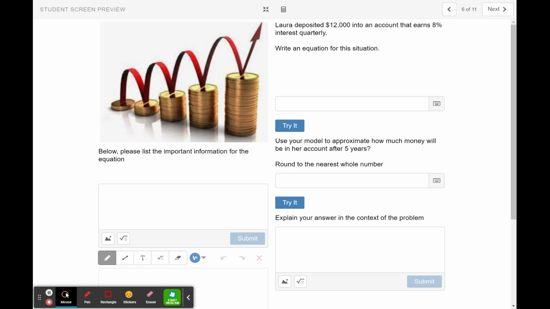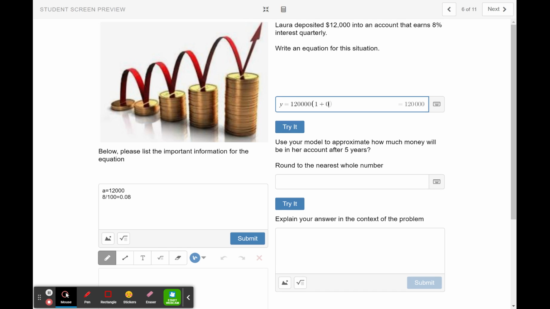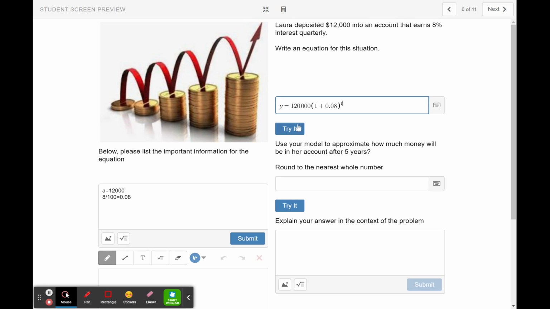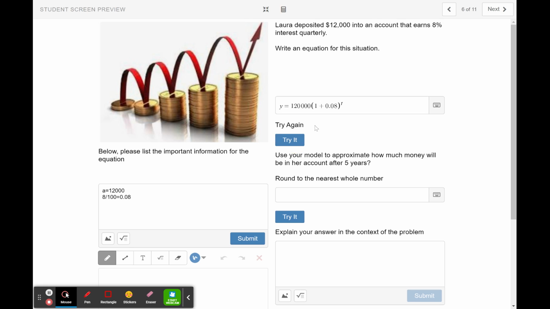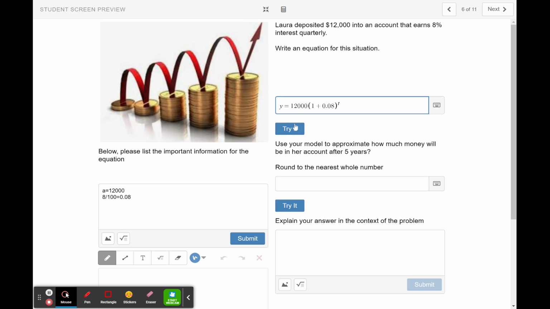For this problem, it says lower to positive 12,000. So our A is going to be the 12,000, and it earns 8%. So 8 divided by 100 is 0.08. Remember, earns means we're going to add. So we always want to start with the 1. So we have the 12,000, and then 1 plus the 0.08, and then raised to the t. I added 1 too many zeros.